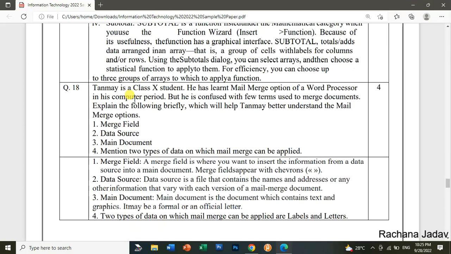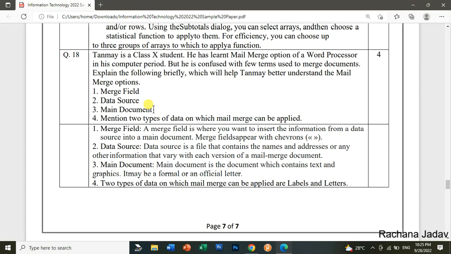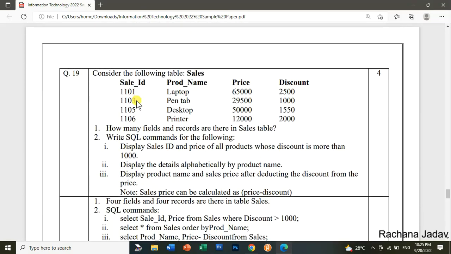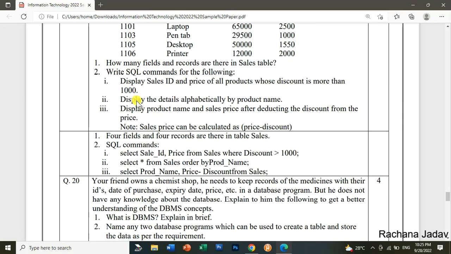Next is Tanmay is a class 10 student. He has learned mail merge option of a word processor in his computer period, but he is confused with a few terms used to merge documents. Explain the following briefly, which will help Tanmay better understand the mail merge options. तो यहाँ ये सारी चीजें लिखी हुई हैं, terms यानी आप समझ सकते हैं. You have to write the definition and that also in a proper way.